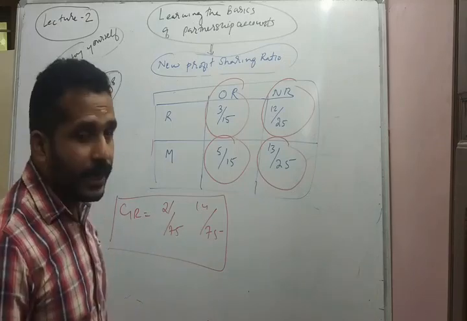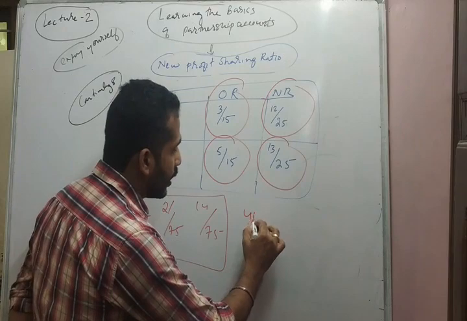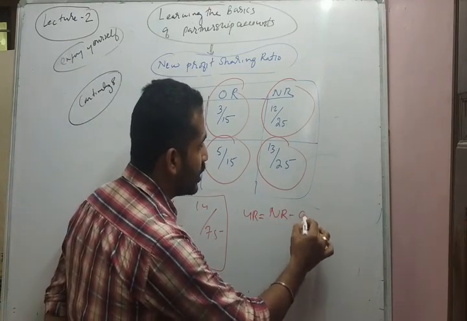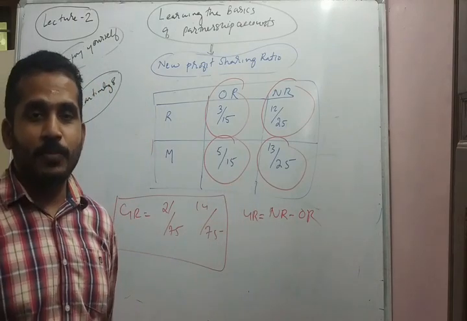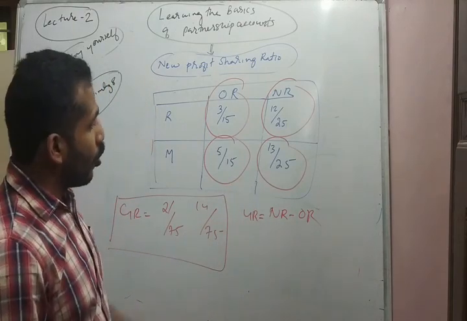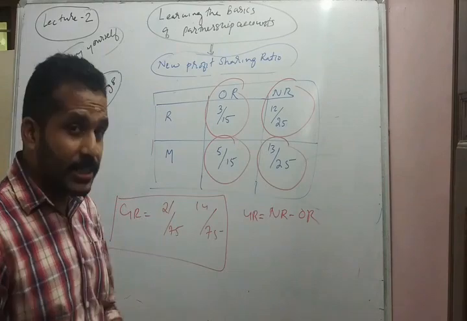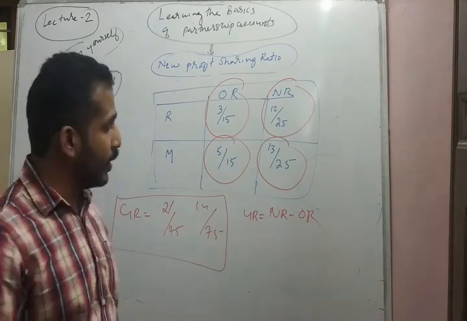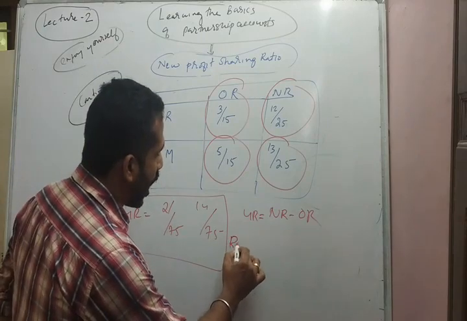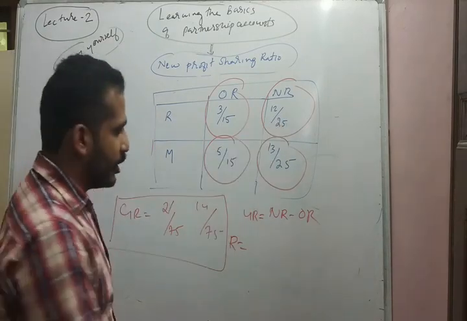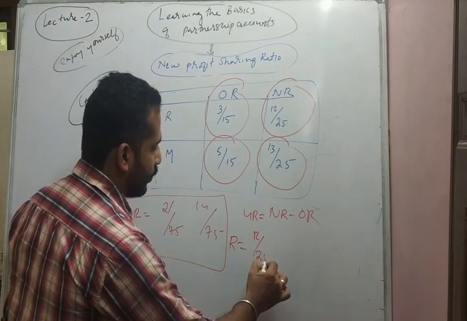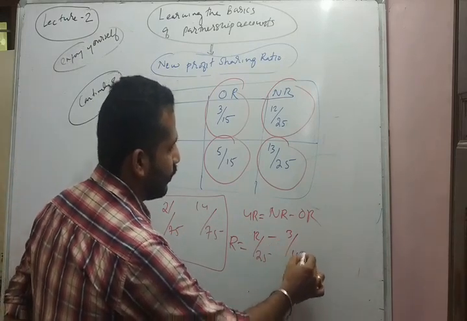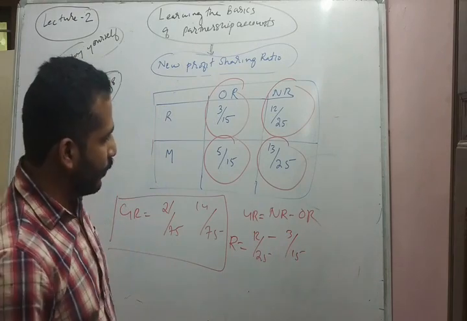We already learned gaining ratio is equal to new ratio minus old ratio. New ratio minus old ratio. So both are available now. Since both are available now, we can compute the gaining ratio using this method. So what is the gaining ratio of R? R's old ratio is 12 by 25. Okay. R's new ratio is 3 by 15.